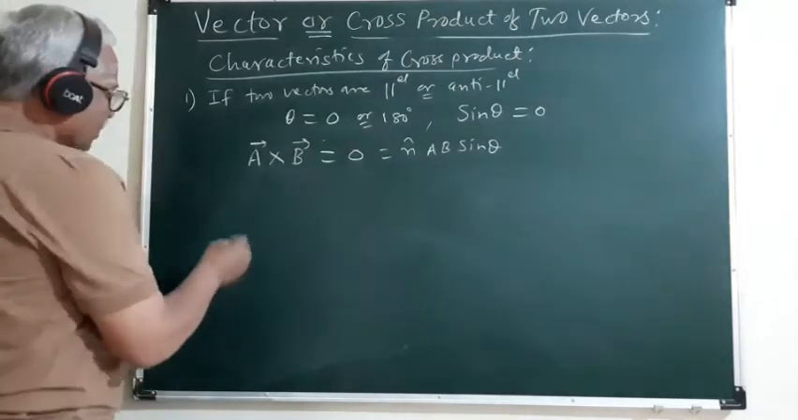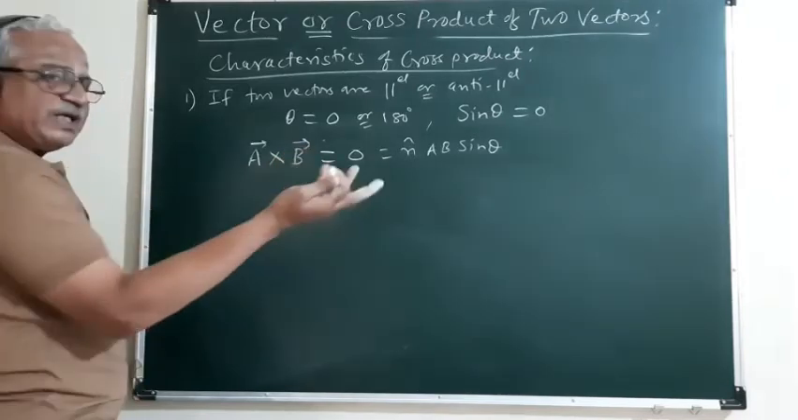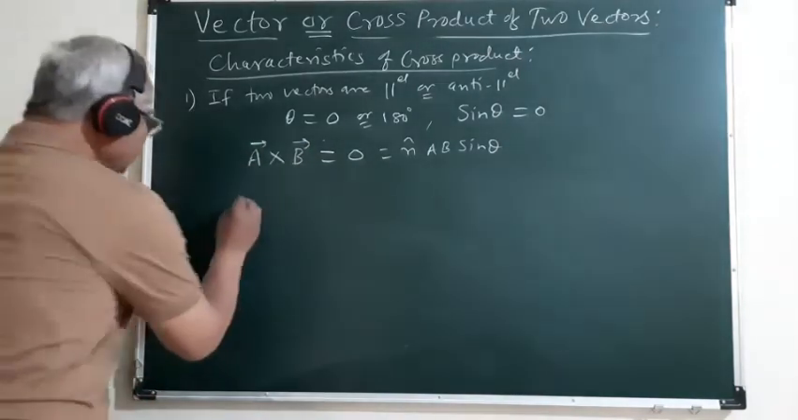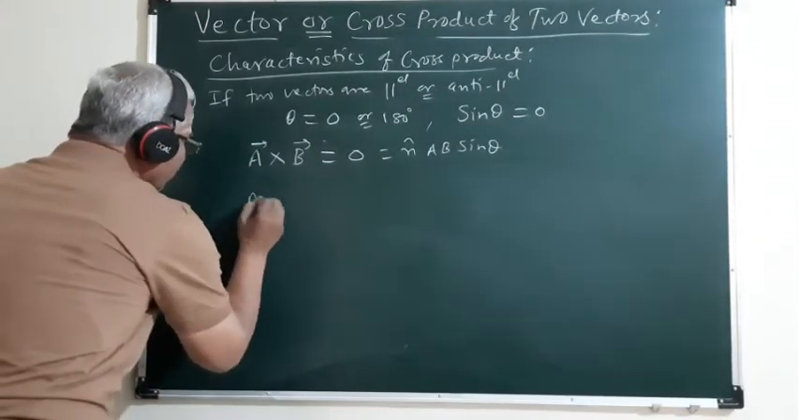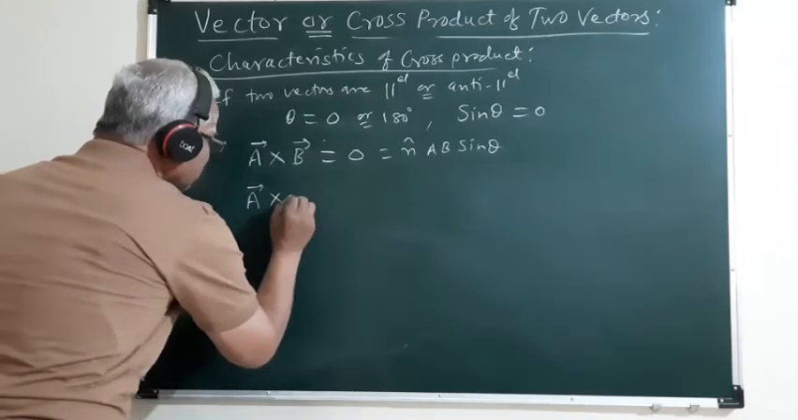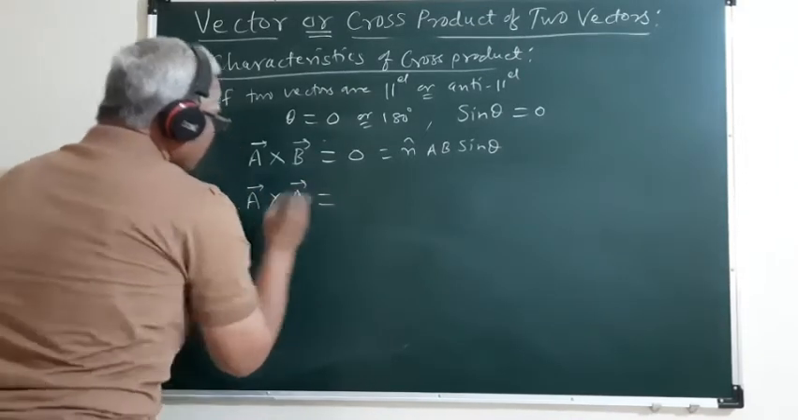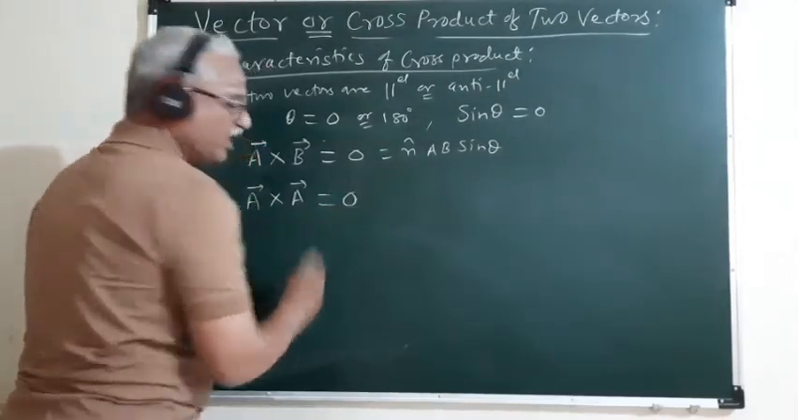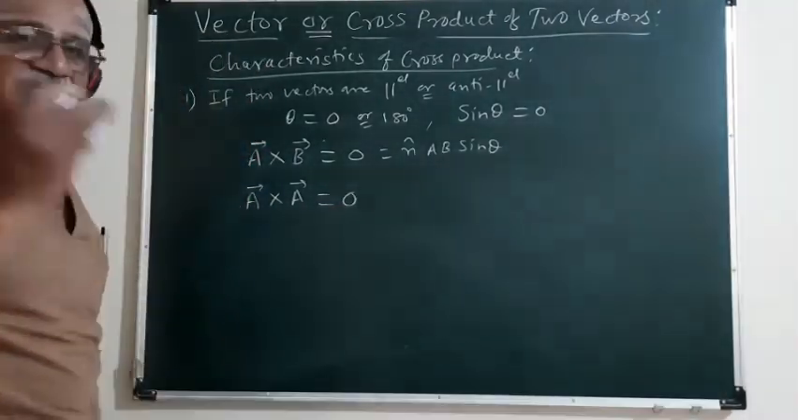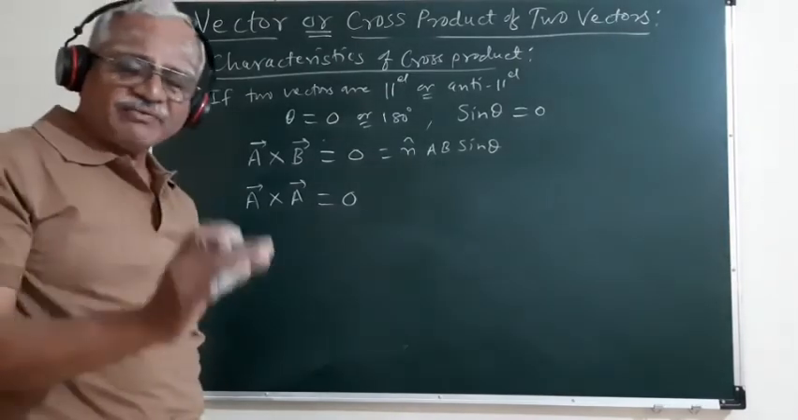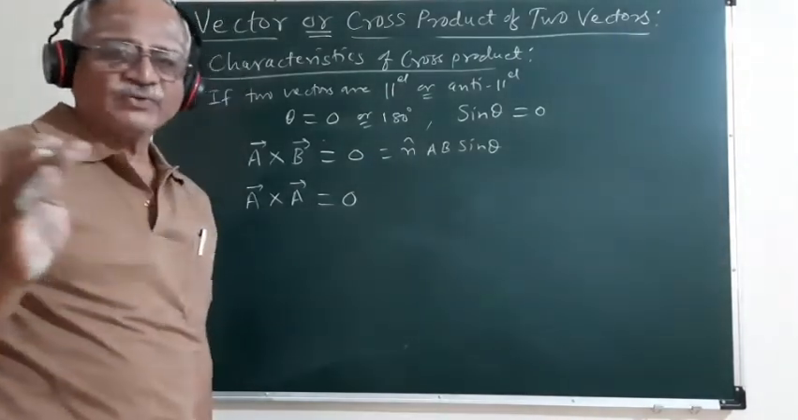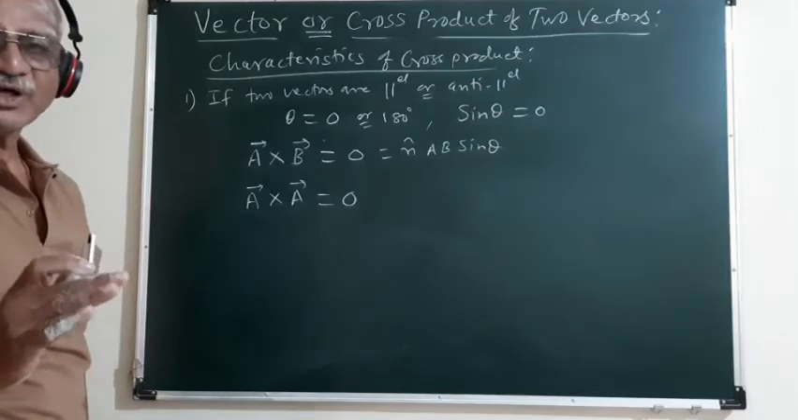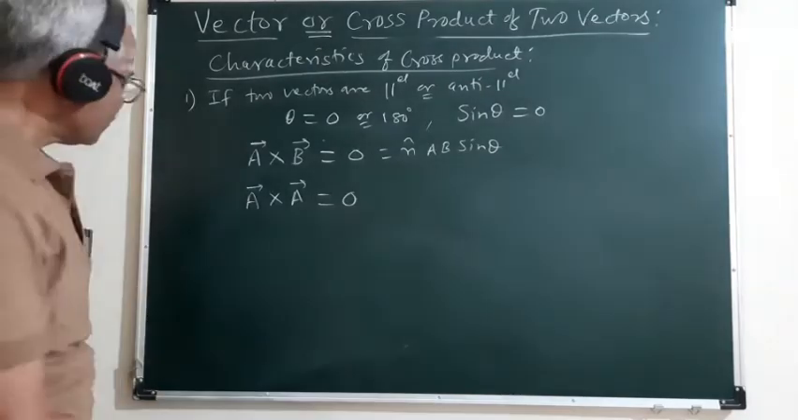If it is so, then if the two given vectors are equal, what can we say? If a bar is equal to b bar, then we can express it as a bar cross a bar. And if we evaluate this, the cross product will be again equal to 0. That is, the self cross product of a vector is equal to 0.